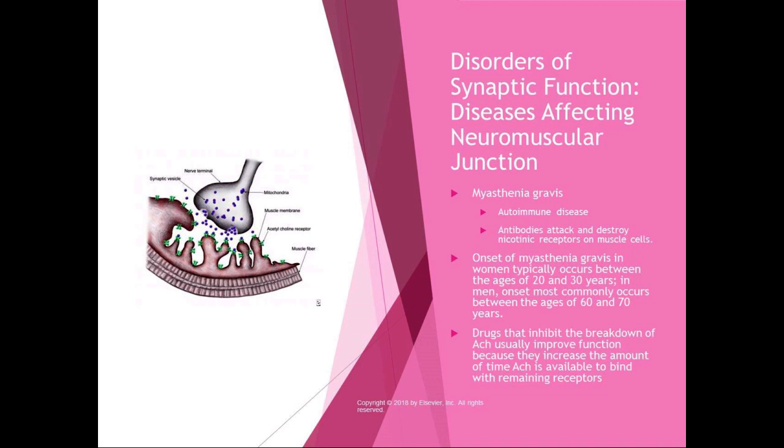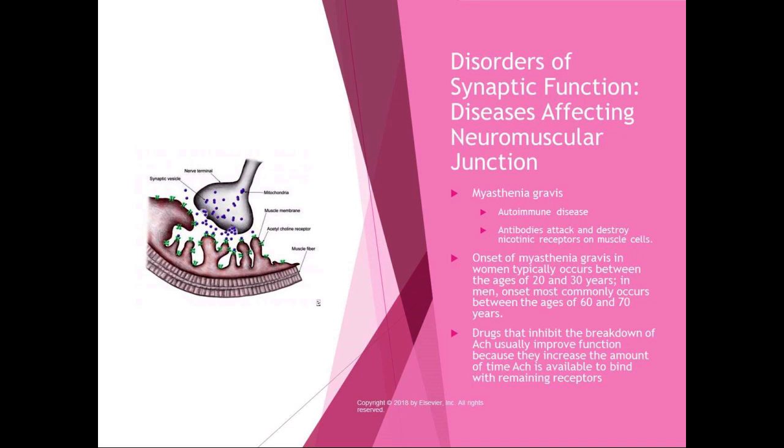So usually in most of the chapters we're going to talk about at least one disorder, so to sort of ground it clinically. And in the book it lists lots of different disorders, and I'm going to try to stick with the ones that you might see in physical therapy. So myasthenia gravis affects the neuromuscular junction. It's an autoimmune disease, as are a lot of the neuromuscular degenerative diseases. In myasthenia gravis, the antibodies attack and destroy the acetylcholine receptors on muscle cells.